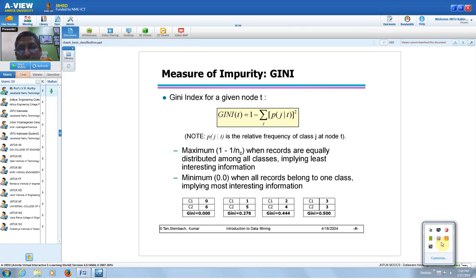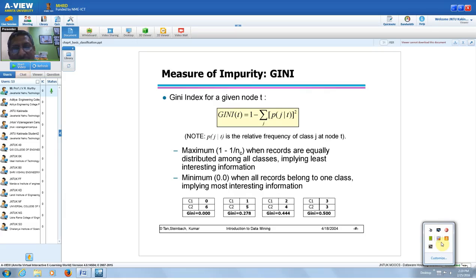Now, if you look at the second set, you have one impurity there. So C1 has got one element and C2 has 5 elements. Now if you look at the Gini index, the probability of C1 is 1 by 6. Probability of C2 is 5 by 6. Now the Gini index will be 1 minus, within brackets, (1 by 6) square plus (5 by 6) whole square. So that amounts to 0.278.